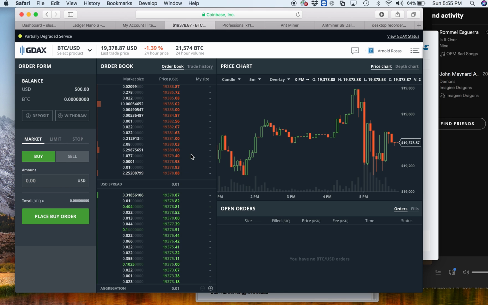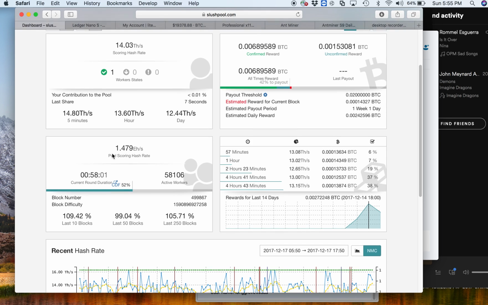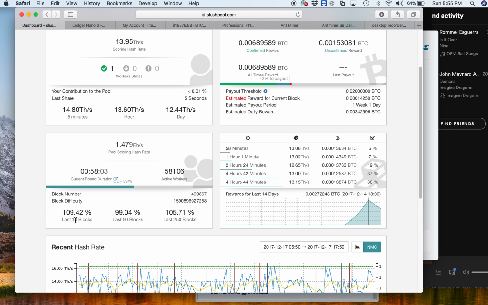okay? So if we go back to the dashboard, let's look at the difficulty. So right now the difficulty is 109.42%, and it's 99.04 in the last 50 blocks, and in the last 250 blocks it's 105.71.